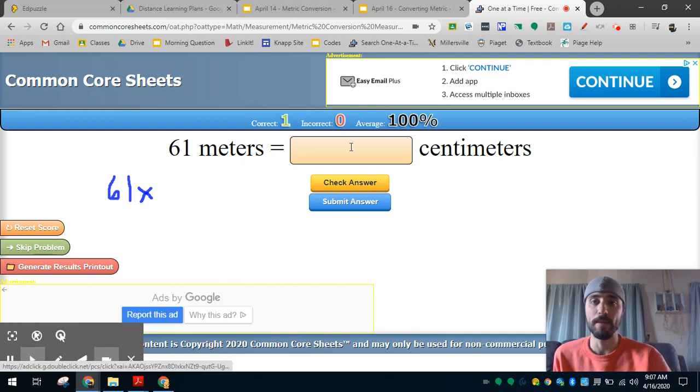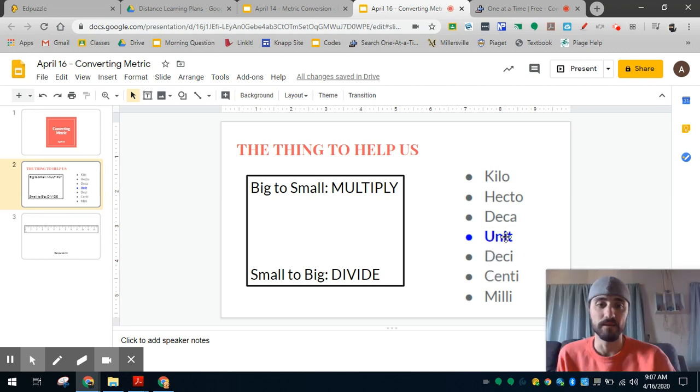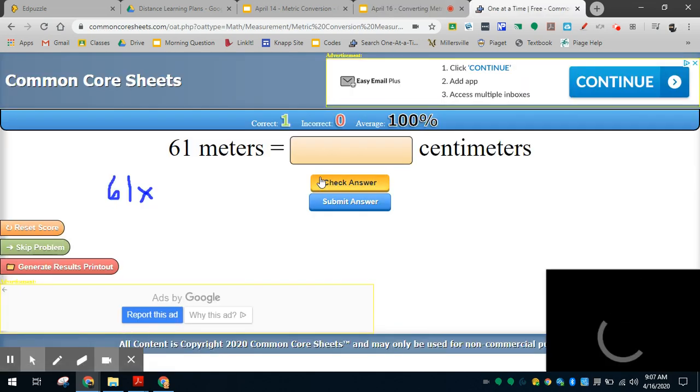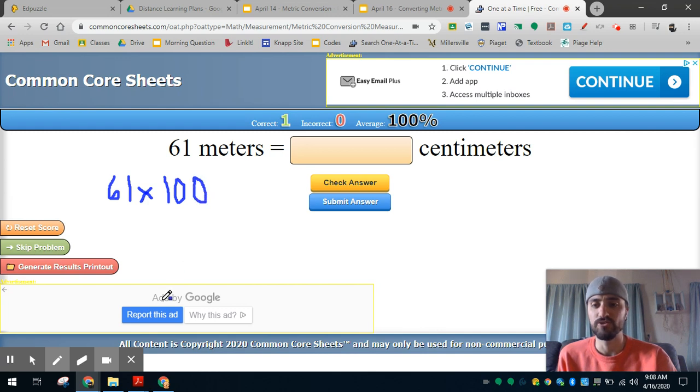And what are we going to multiply by? Well, we're going from meter to centimeter. Remember, the meter is the unit. So meter to centimeter, how many skips is that? We start at the unit and we go 1, 2 skips down to centi. So if we're going 2 skips, we are going to be multiplying by 100. 2 skips gets me a 1 with 2 zeros, because the metric system works on the powers of 10 that we talked about before.